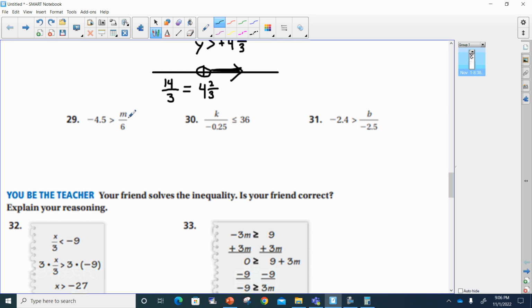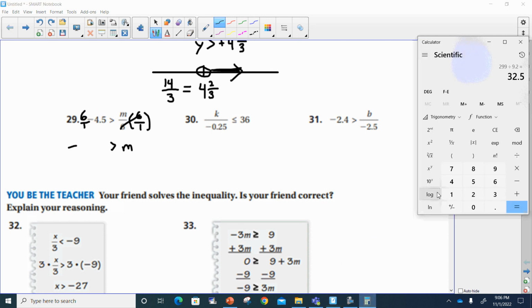Over here, I see that I'm dividing by 6, so I'm going to multiply by 6 to get m by itself. The 6's cancel out, leaving me m. It is not a negative number, so I don't move my symbol around. I will multiply this side by 6. Now, 6 times a negative 4.5. Well, I know that's going to give me a negative number because a positive times a negative is a negative. And when I multiply these numbers, I get, let's see, 6 times 4.5. That'll give me 27.